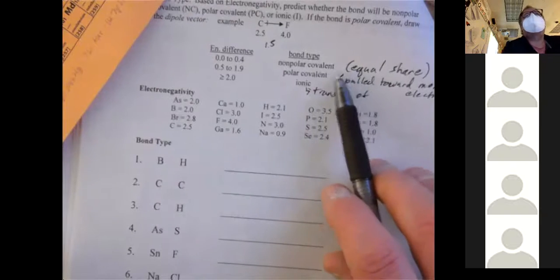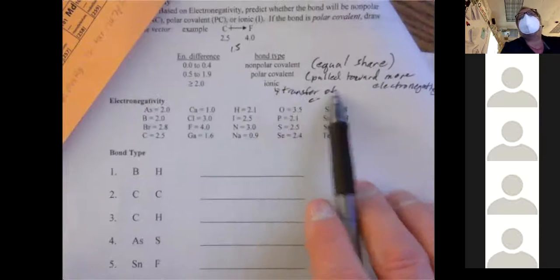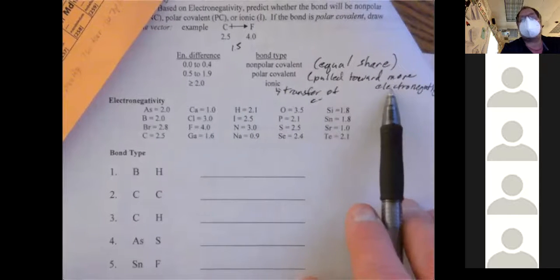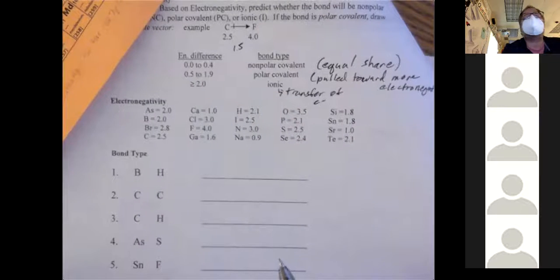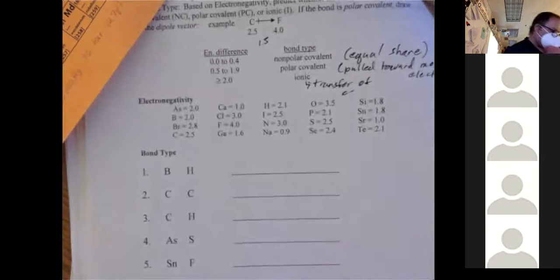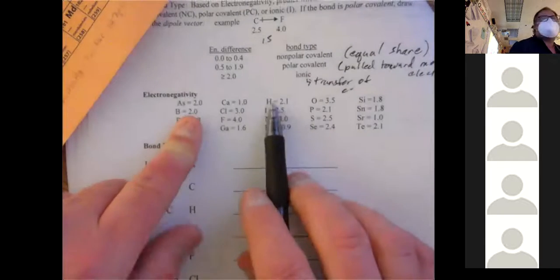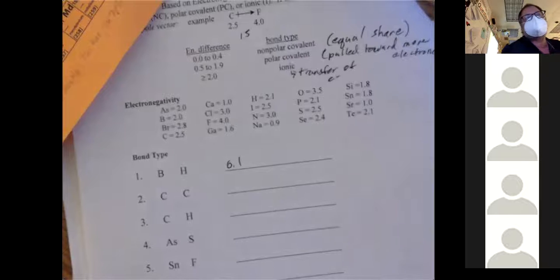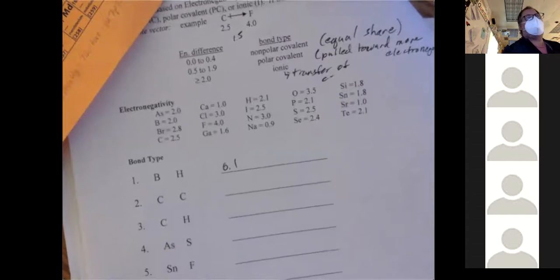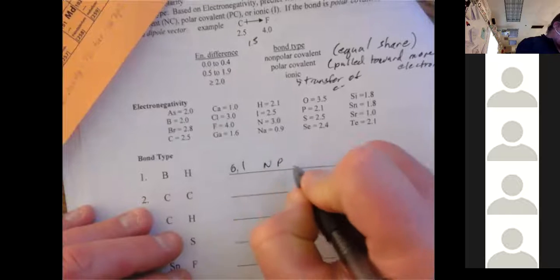So again, nonpolar covalent is an equal sharing of electrons. Polar covalent, they're pulled toward the more electronegative atom, and ionic, a transfer of these electrons. So if we were going with boron and hydrogen, we have 2 and 2.1. So for the electronegativity difference, we subtract and take the absolute value, and we get 0.1. So that lines up with nonpolar covalent.